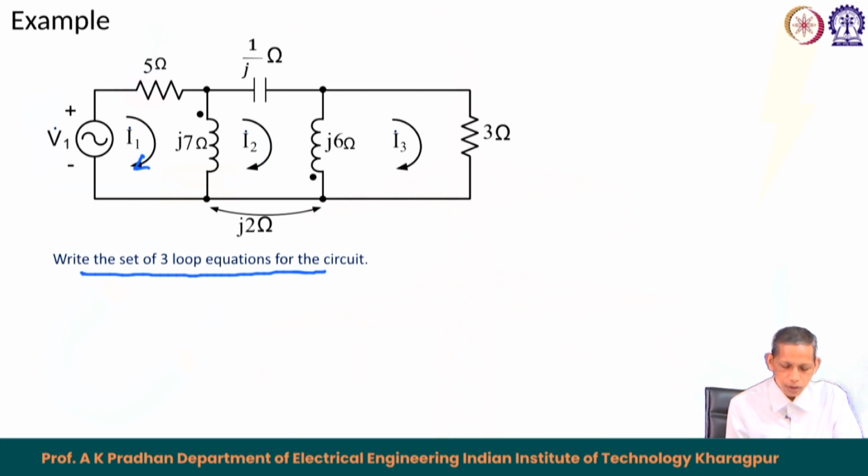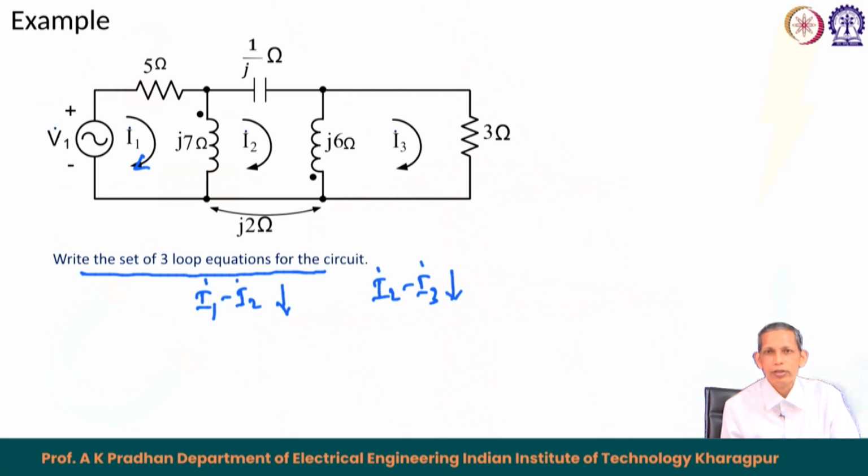How are they coupled? In the 7 ohm reactance, the corresponding current is I 1 minus I 2 downward, or I 2 minus I 1 upward. In the 6 ohm reactance, the corresponding current is I 2 minus I 3 downward, or I 3 minus I 2 upward. So, this is in the 6 ohm reactance and this is in the 7 ohm reactance.